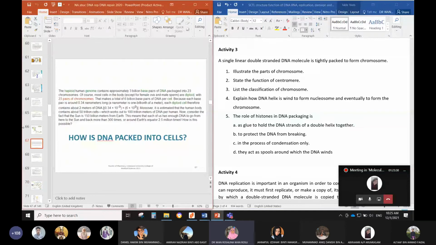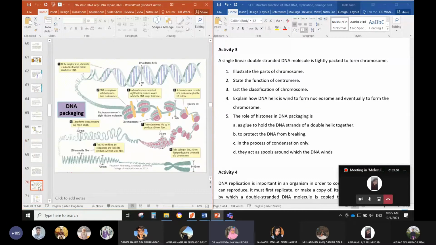If you look at this fun fact, basically if you put it from one end to the other end, each of us has enough DNA to go from here to the sun and back more than 300 times, or around the earth's equator 2.5 million times. But all of that could fit into the cell. So how is that humanly possible? It's not humanly possible, it's only divinely designed.